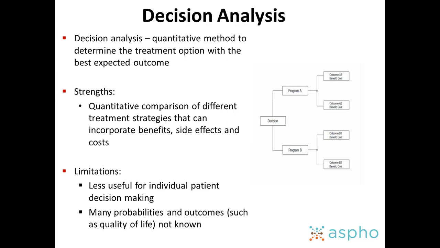The strength of a decision analysis is that it gives you a number, a quantitative comparison between different strategies that can incorporate benefits, side effects, and costs. The limitations: they're actually really hard to do. That's not actually part of your board, but they are hard to do because you have to know a lot of data to be able to construct one well. They are less useful for individual patient decision making. They're more about establishing what your program should be. And many of the things that you need to conduct a decision analysis, like probabilities of different outcomes and the specific outcomes, such as quality of life, are simply not known.